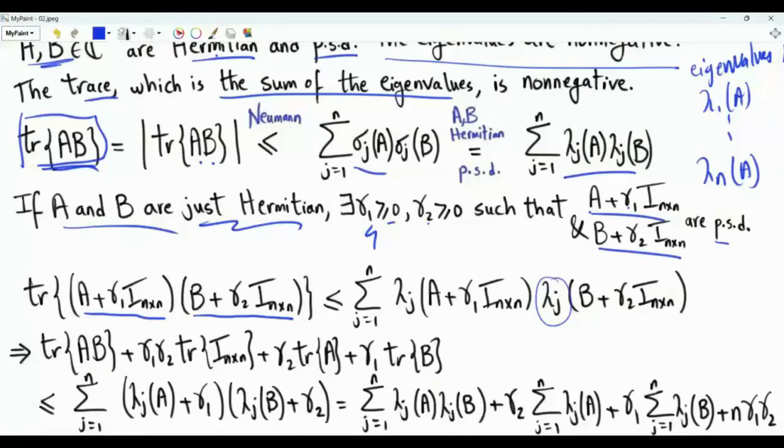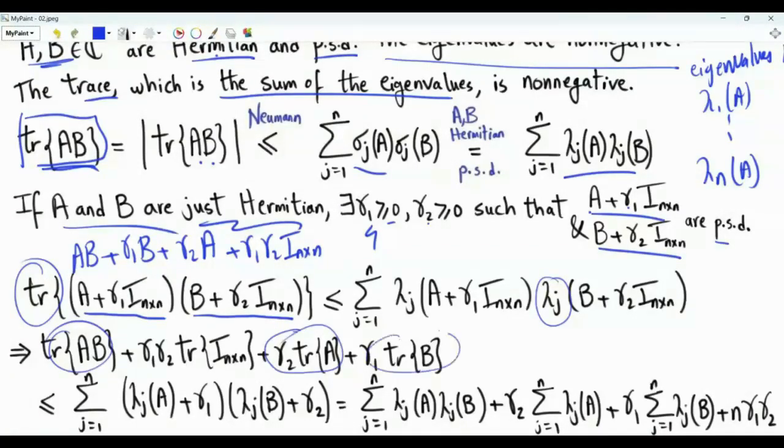Let's focus on the left-hand side. We get 4 terms when we do the multiplication. We have AB, we have gamma 1 times B, we have gamma 2 times A, and then we have gamma 1 gamma 2 times identity. The trace is a linear operator, so the trace of the sum is the sum of traces. So we have trace of AB, we have gamma 2 the trace of A, gamma 1 the trace of B, and then gamma 1 gamma 2 the trace of identity, which is equal to n.